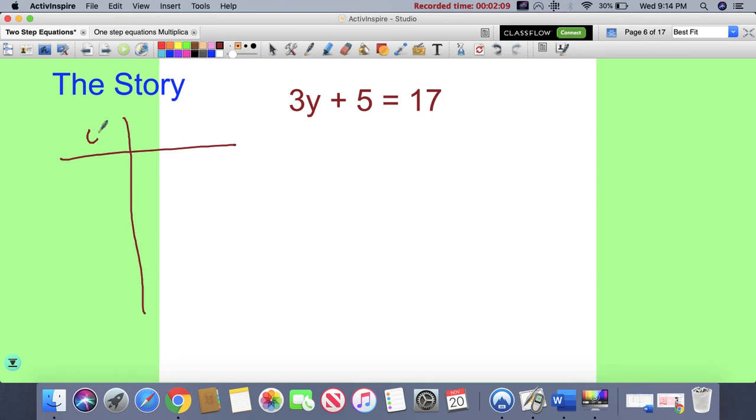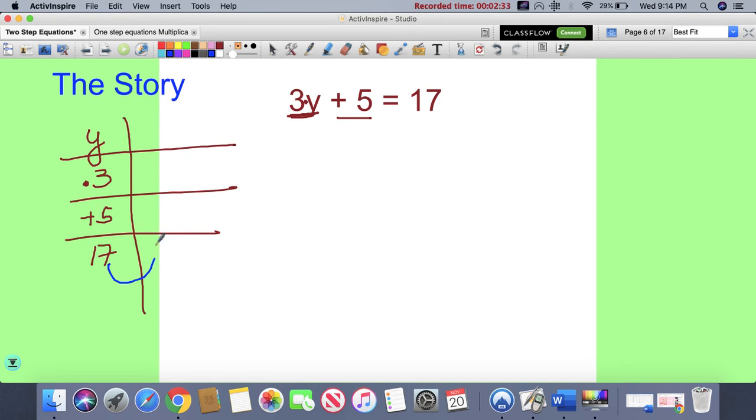Here's my variable y. What's the first thing that's happening to it? It's that multiplication. So I have a variable y which is currently being multiplied by 3, and then 5 is being added to it, right? And that gives me 17.